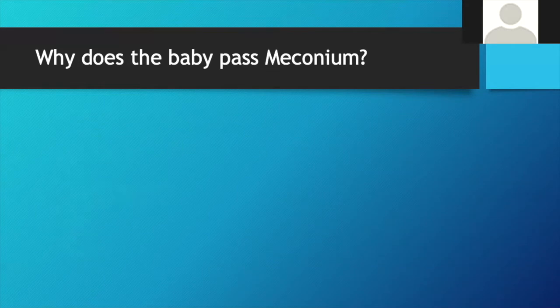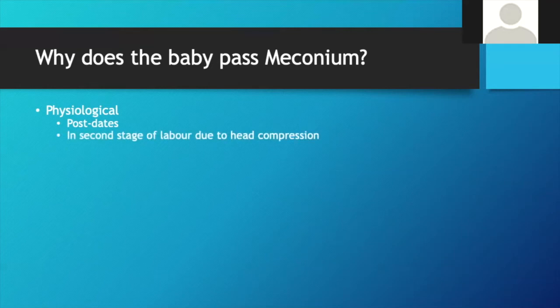Okay. So they pass it because they can. It's more common in babies that are term, so they're mature enough, as you correctly said. And in second stage, when there's head compression, as the baby's literally coming out, that intense head vagal stimulation can lead to meconium being passed out. As you correctly said, it can also happen with hypoxia.